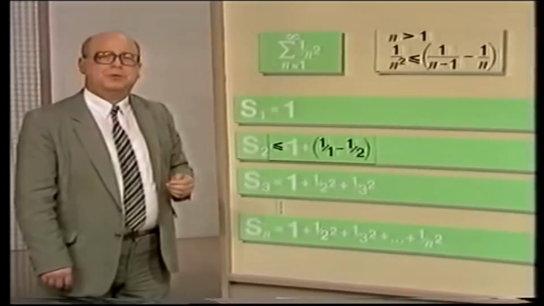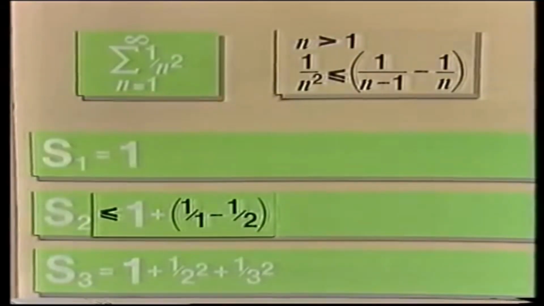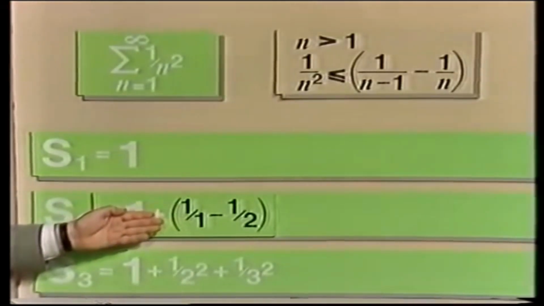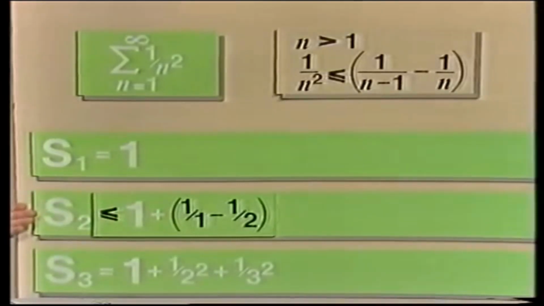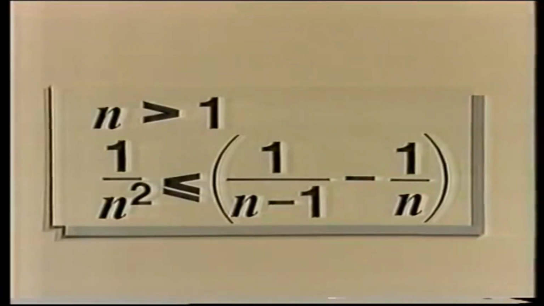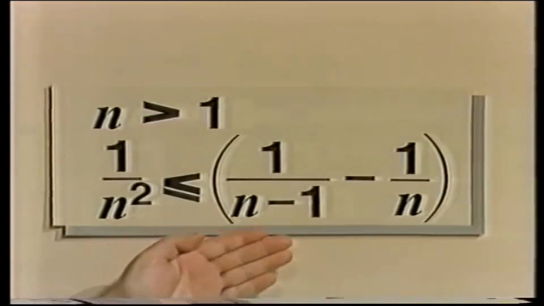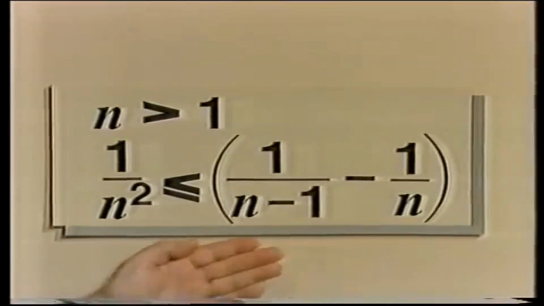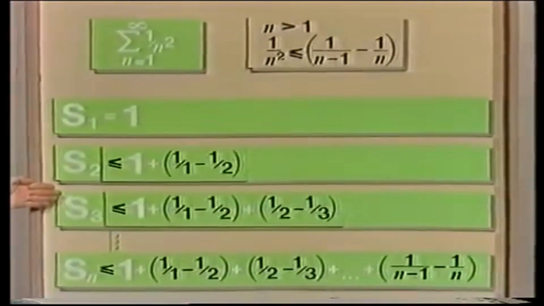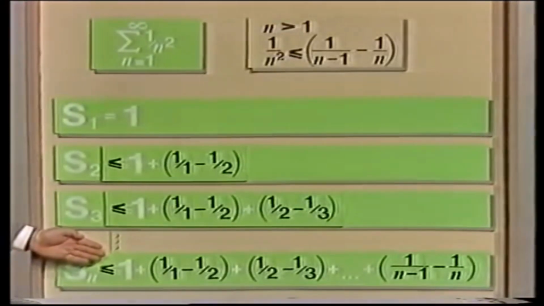So first, putting n equals 2 in Euler's inequality, you see that 1 over 2 squared is less than or equal to 1 over 1 minus 1 over 2. So S2 also satisfies this inequality. And what do you get putting n equals 3? 1 over 3 squared is less than or equal to 1 over 2 minus 1 over 3. And so similarly, S3 satisfies this inequality. And here's what you get for Sn. It's less than or equal to this expression.